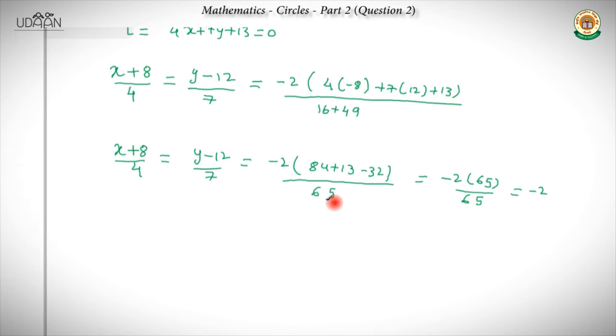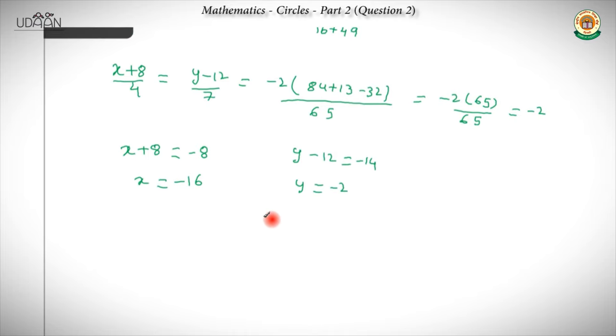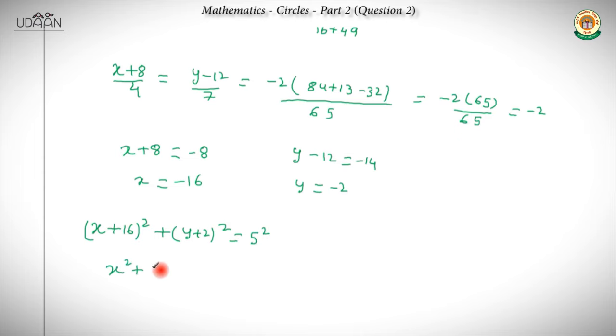Right. So solving for x and y. x plus 8 equals to minus 8, so x equals to minus 16. Whereas y minus 12 equals to minus 14, so y equals to minus 2. These are the coordinates of the new center. So (x plus 16) whole square plus (y plus 2) whole square equals to 5 square, since 5 was the radius of the original circle.